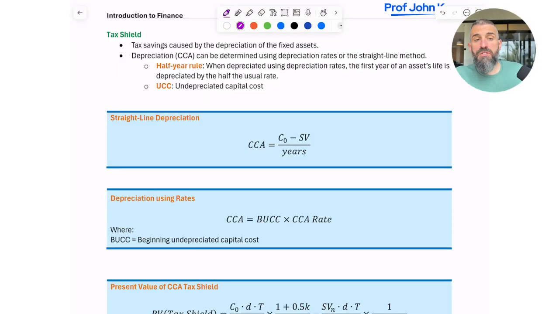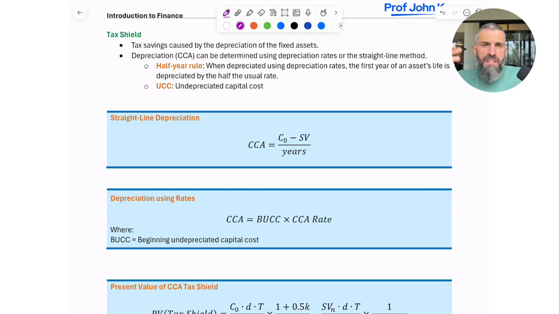Something called a tax shield. Now, if you're in accounting, you may have heard of a tax shield before, or even in finance. A tax shield is any time that you save money on your taxes because of an expense, right? We know that expenses lower our profits. Expenses lower your profits, and if your profits are lower, your taxes are lower. So expenses decrease your taxes, right? That's called a tax shield.